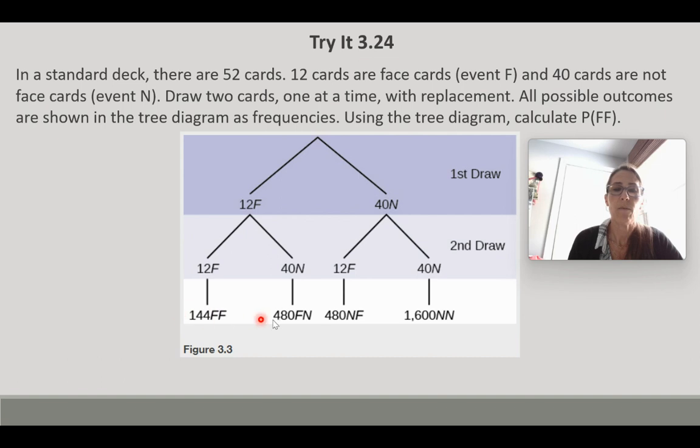To get these numbers down here, where this is face-face, we multiply going down along the branches. So 12 times 12 is 144. 12 times 40 is 480, and so on.